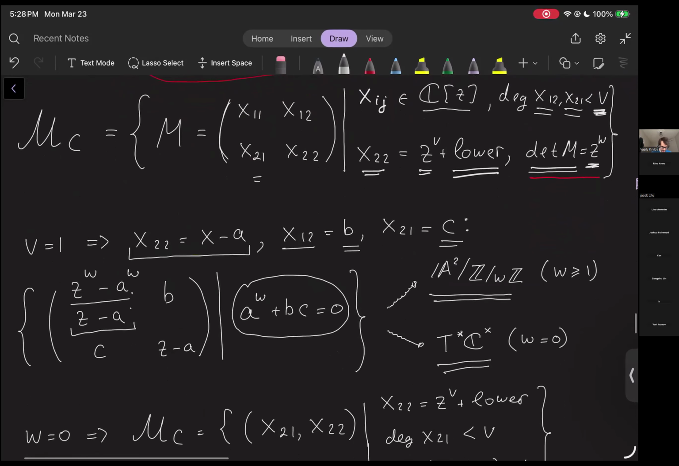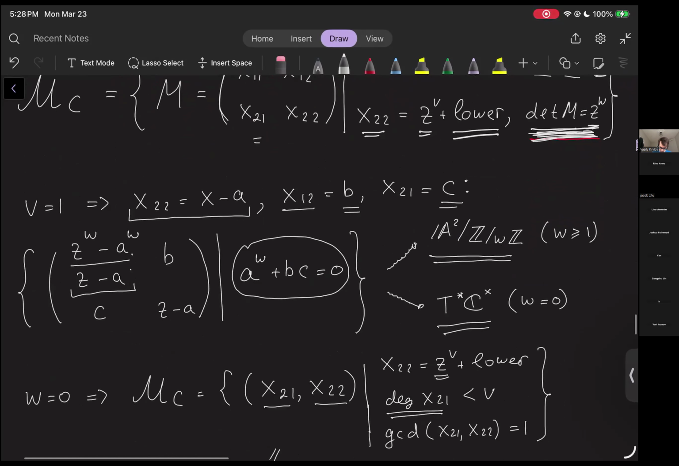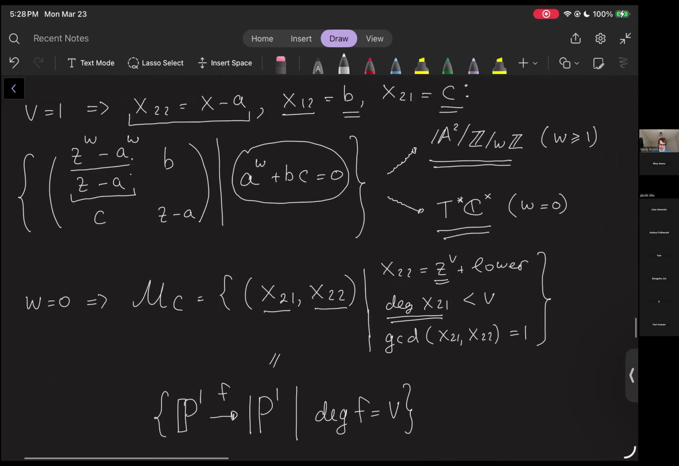And another example is if W is equal to 0, then the determinant of our matrix must be equal to 1. And so this just means that the only condition is that we have two polynomials such that one starts with Z to the V, the degree of the other is less than V, and these polynomials are coprime. And this is nothing else but the moduli space of maps from P1 to P1 with fixed degree. And the Poisson structure that we get from this Coulomb branch story on this space is something that was considered in the 80s.